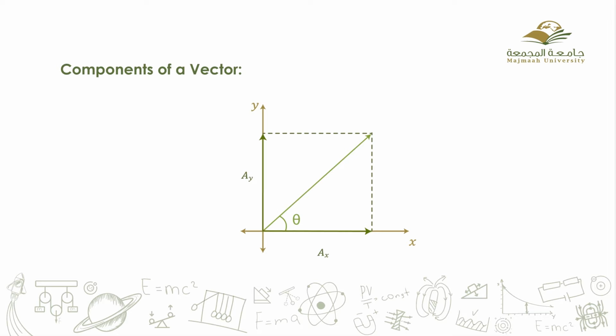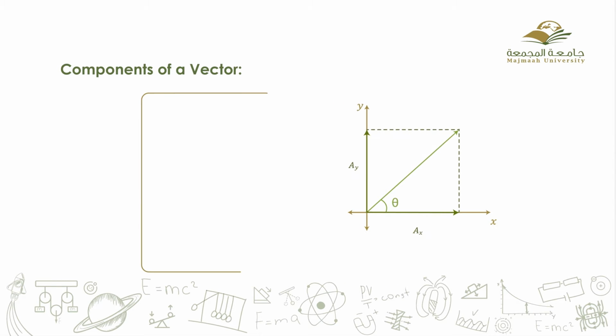So how do we find the components of a vector? How can you calculate them? You can find the components of vectors by using the angle theta. How? From the angle theta you can find cosine theta and sine theta. So cosine theta equals AX divided by the hypotenuse, or the vector A. Sine theta equals the opposite side, which is AY, divided by the hypotenuse, which is A. So sine theta equals AY divided by A.